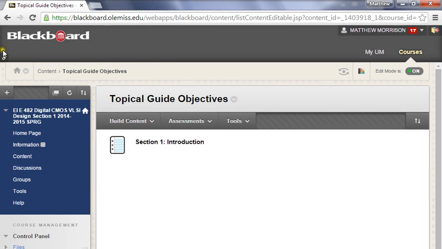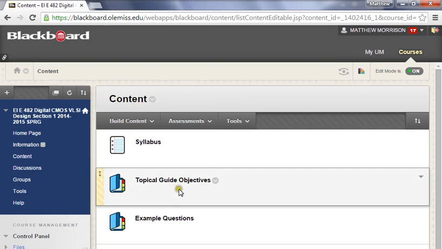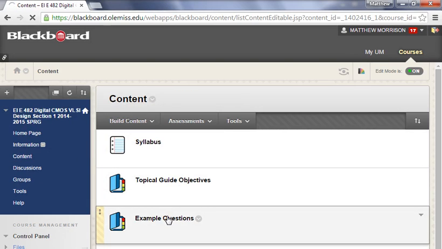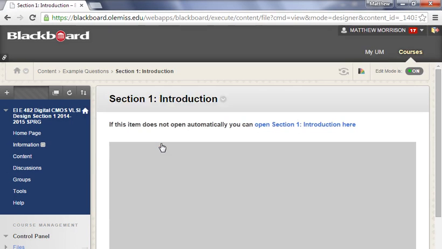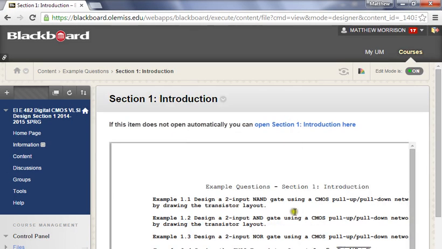The next part is example questions. These are things that we actually cover in class as well. So the first section is going to be draw a 2-input NAND gate using a CMOS pull-down network using a transistor layout. I've already kind of alluded to what the CMOS actually means.